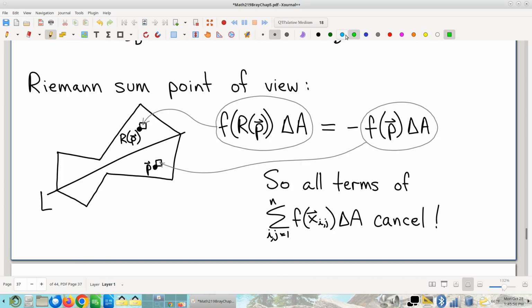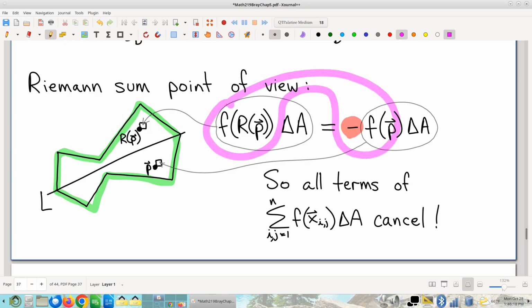And you can kind of see that if you have a symmetric domain, as I've attempted to draw here, the terms of the Riemann sum are going to pair up. Every term has a corresponding other term, sort of a reflected term, right? And then they cancel because of the minus sign that you get with the oddness, again, that we talked about before, just like with the single variable case. Okay. All right.